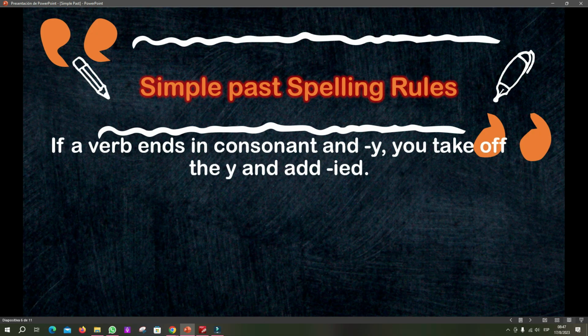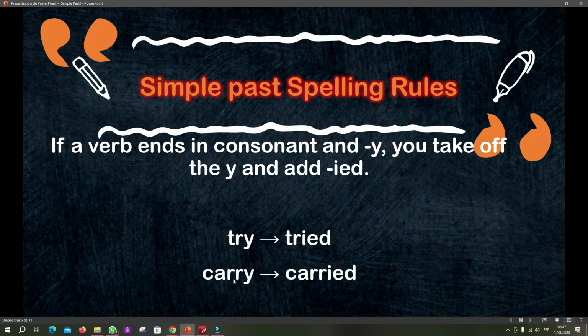If a verb ends in consonant and a Y, you take off the Y and add ied. For example, if you have this, consonant plus Y in the verb, you're going to change this Y to I and add ed, right? So try, tried, right? Or carry, you have consonant Y, you're going to change this Y and write I and also add ed.